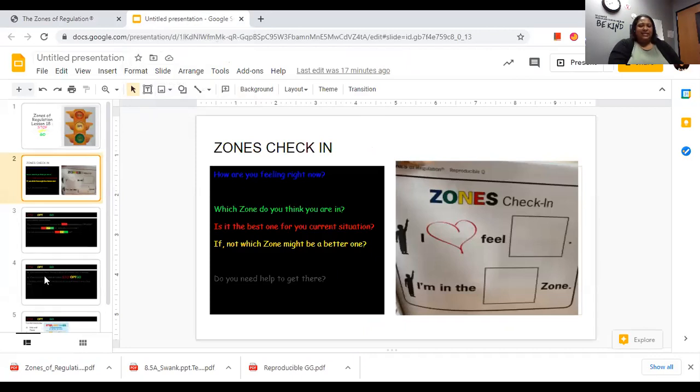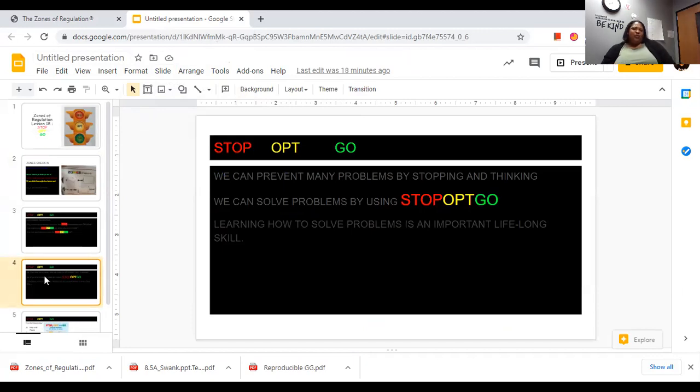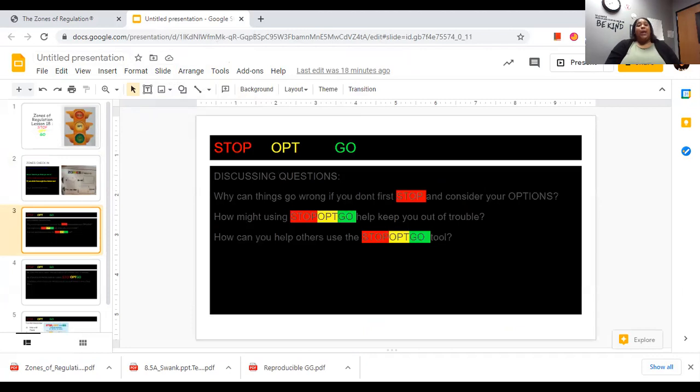Okay, next, let's look at some questions we may have when we're using the stop, opt, and go. Why can things go wrong if you first don't stop and consider your options? What if you're really angry and you don't stop and think about it and you just choose to do something to solve your problem and it makes it worse? So think about stopping first, seeing what zone you're in, and going to your options. The second thing we can think about: how might using stop, opt, go help keep you out of trouble? And last, how can you help others use the stop, opt, go tools? Those are some questions you can think about as you're learning to use the stop, opt, and go.